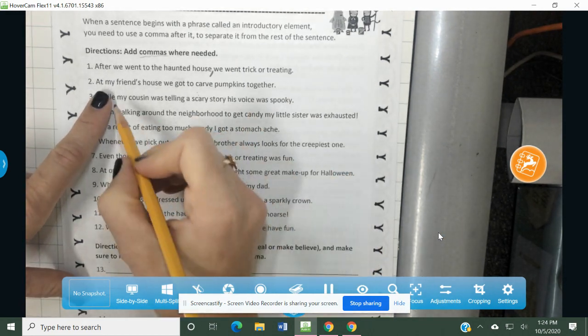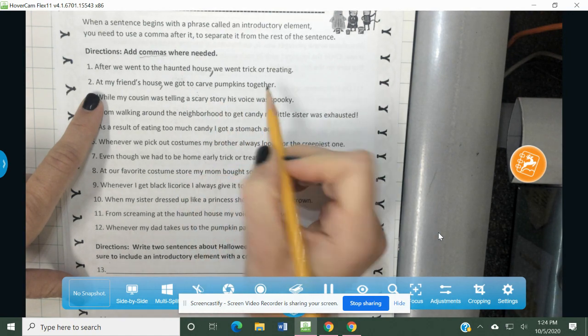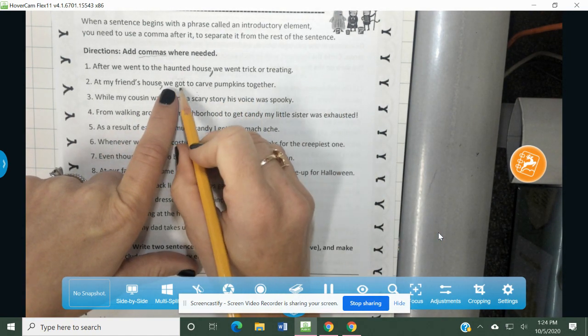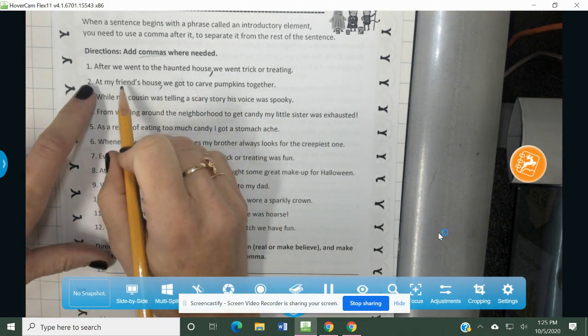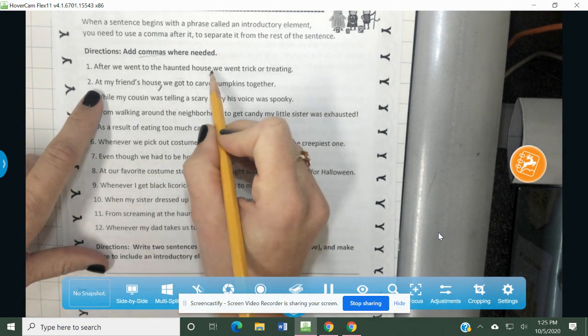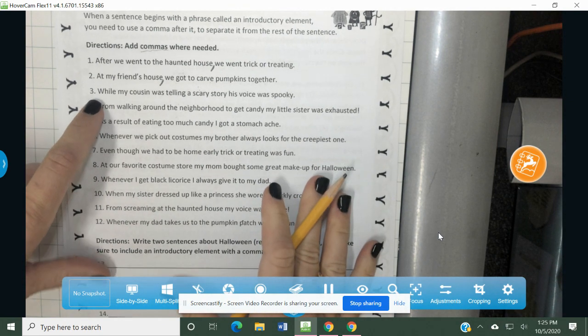Let's look at number 2. At my friend's house, comma, we got to carve pumpkins together. So again, here's what the sentence is about. We are carving pumpkins together, and it tells us where or when. And so these phrases are being introduced at the beginning, and they need to be separated by a comma.